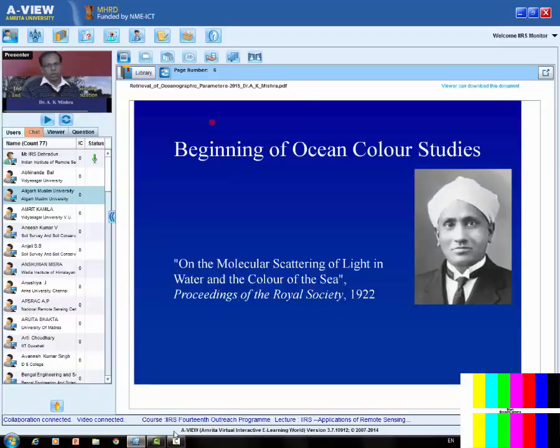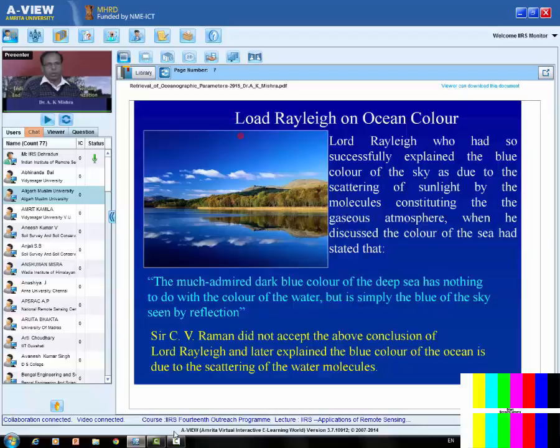Now I will tell you something about the beginning of the ocean color studies. This is the first paper published in the Proceedings of Royal Society of London in 1922 by Sir C.V. Raman. He published the paper on the molecular scattering of light in water and color of the sea. So there is an interesting aspect of it, that is Lord Rayleigh on ocean color.